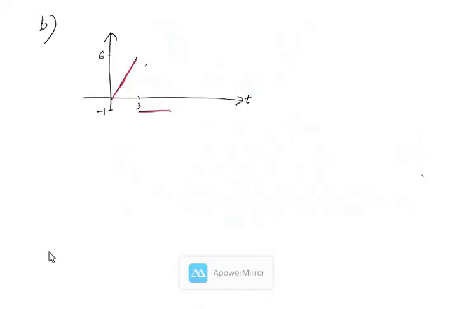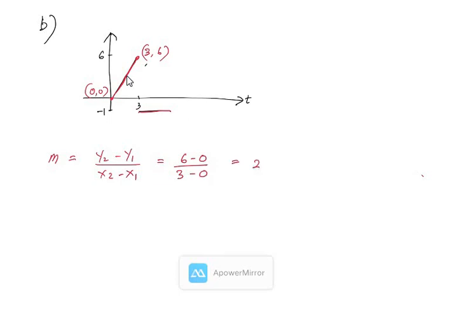If you don't know how to find the function of this gradient line, we can find it together by finding the coordinates first. So this coordinate is 0 and 0, and this coordinate is 3 and 6. So we have two coordinates. First of all, we need to find the m, where the gradient is equal to y2 minus y1 divided by x2 minus x1. So this is 6 minus 0 divided by 3 minus 0. This is equivalent to 2. The m is equal to 2.